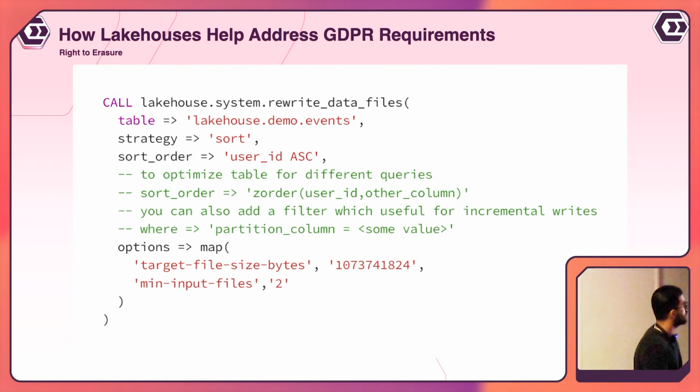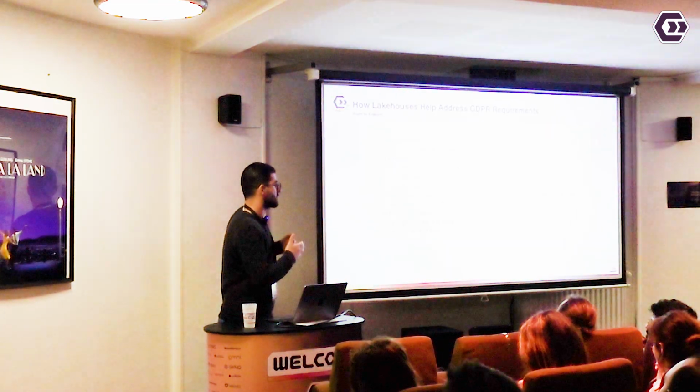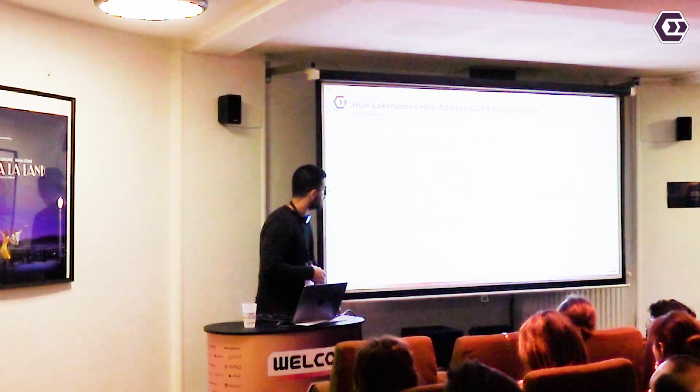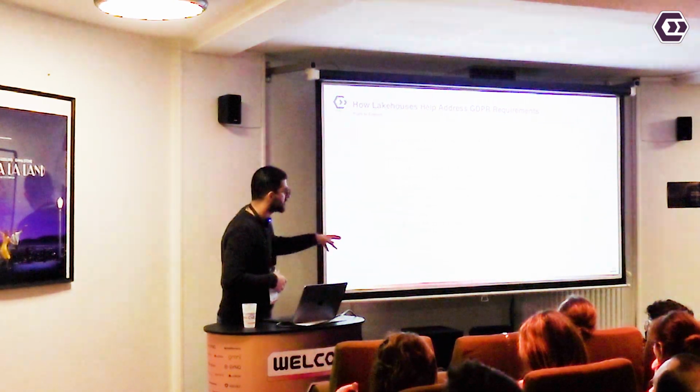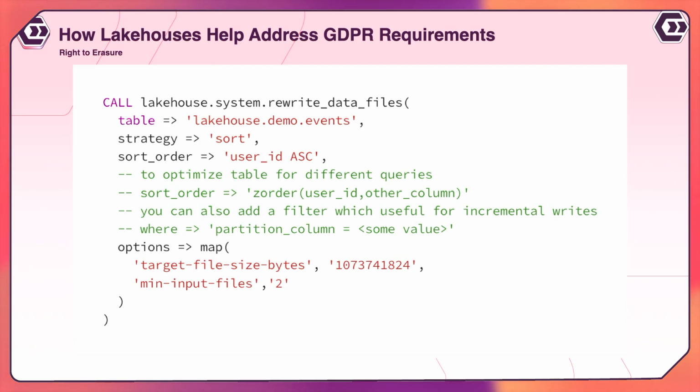But if we have other queries to optimize at the same time, we can use Z-order to replace the traditional sort by clustering. We can also add a filter if we don't want to optimize the whole table, because our table is incremental. So we can just provide a partition condition, and in that case we will just update and optimize the new data, because the old data is already optimized. We can also provide many other configurations, like the target file size, which is the file size we are looking for, and the minimum input files needed to start the optimization operation.